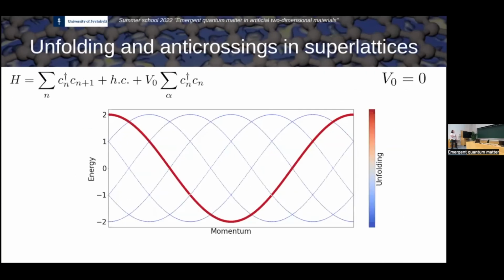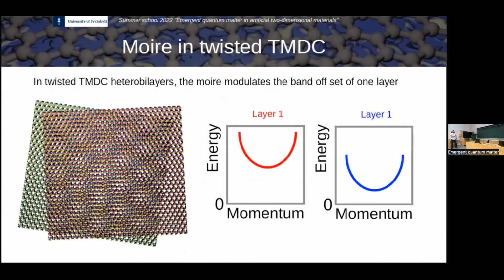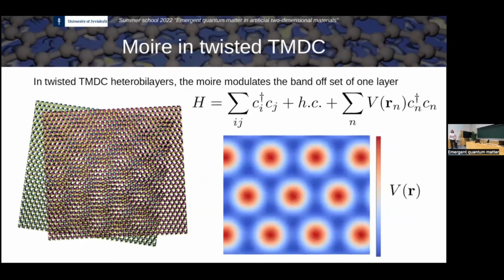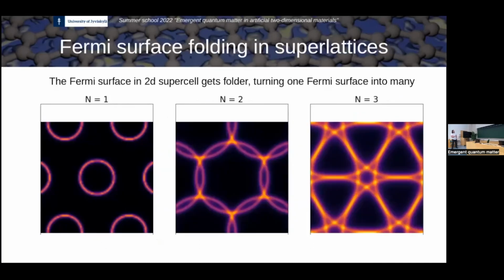The simplest way to see it is that the longer the period is, the shorter the shift in the folding momentum. Yes, which means the derivative, the change between one and the next, will be very small, which means it will be flatter. Yes, exactly. That's the one. And this is, of course, something that is systematically used in experiments for twisted TMDs in particular. Usually, the smaller the angle between the two layers, the more strongly correlated states we observe.